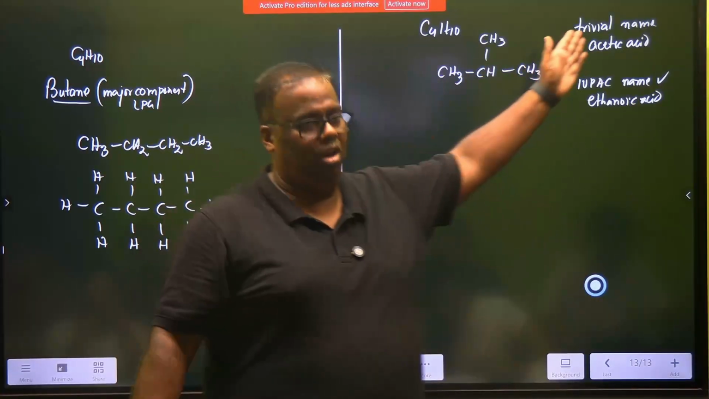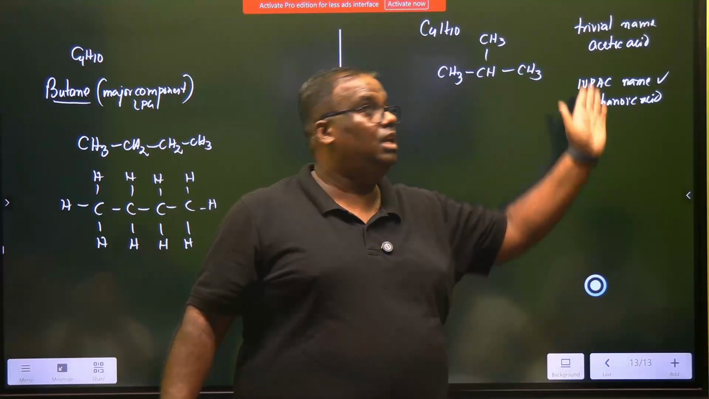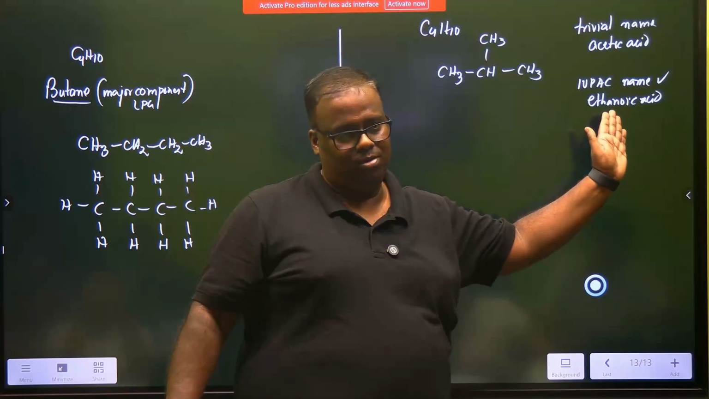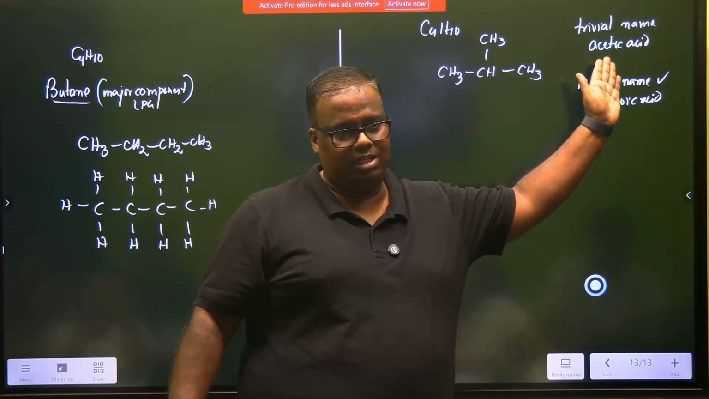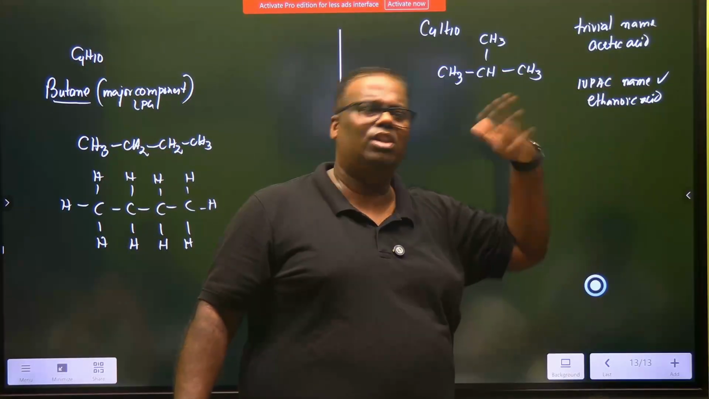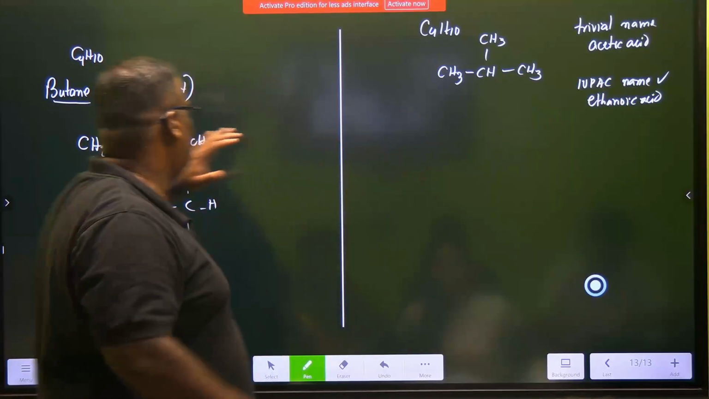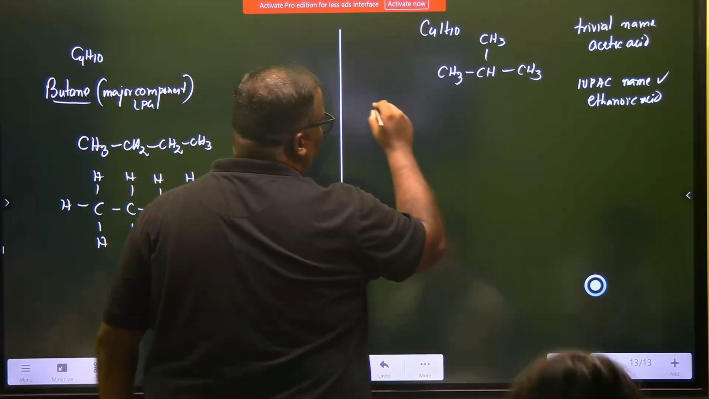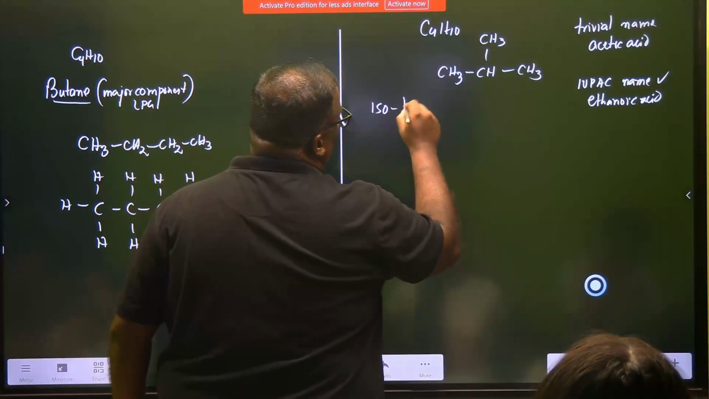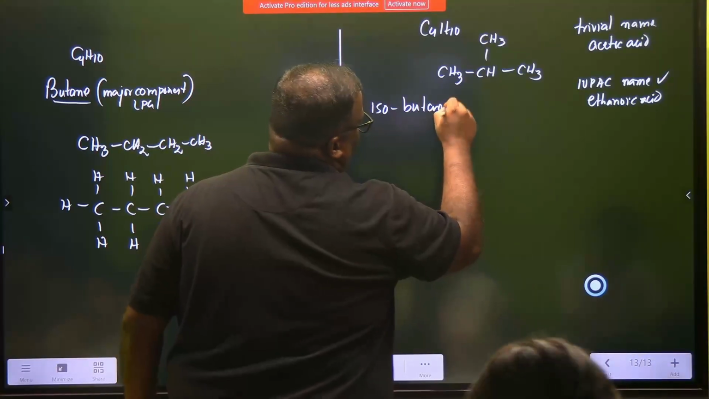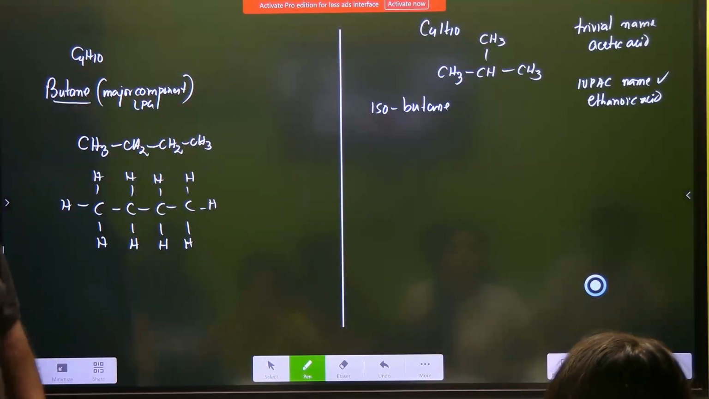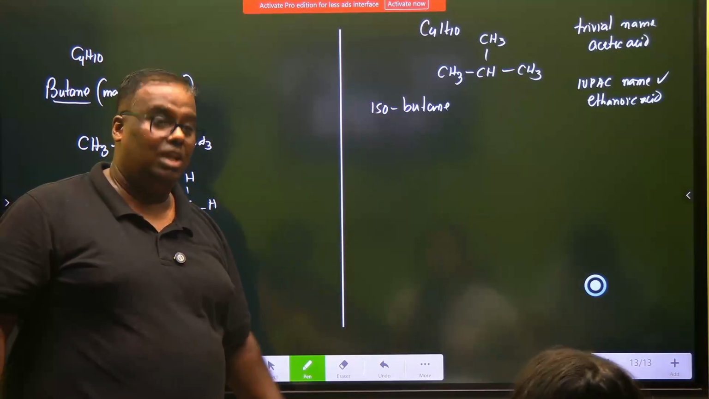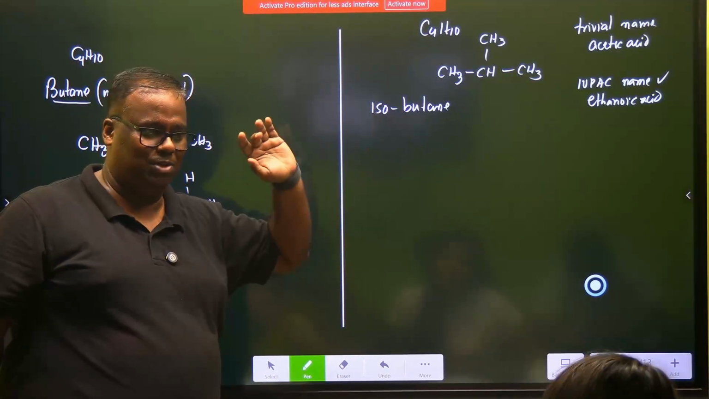Methyl alcohol, methanol. Ethyl alcohol, ethanol. Formaldehyde, methanal. So all these we will learn. So if you see, this is butane. This compound has got a trivial name and the name of this is isobutane. In LPG, isobutane is also present. In natural gas, isobutane is also present.